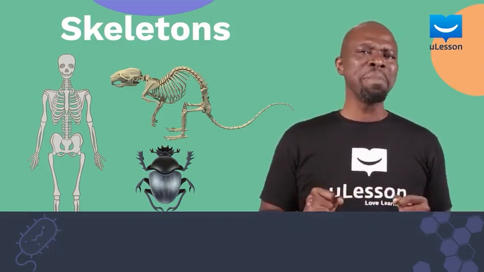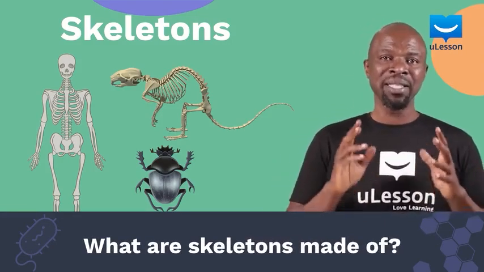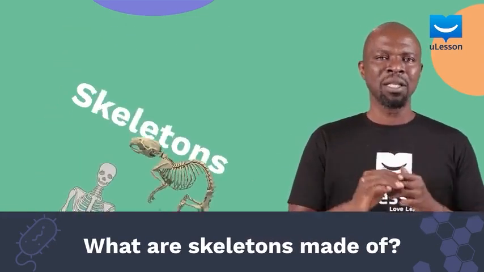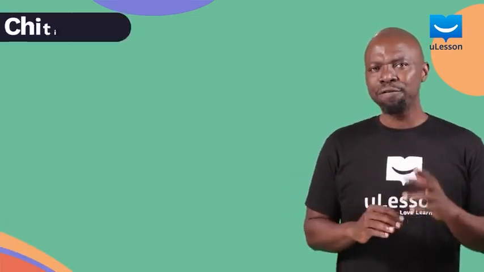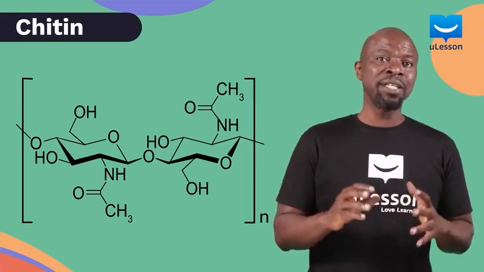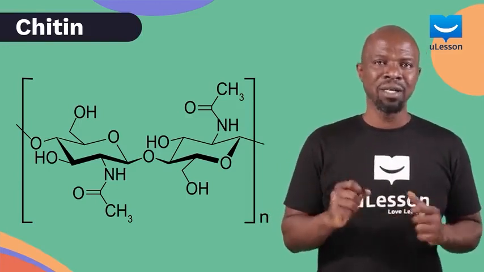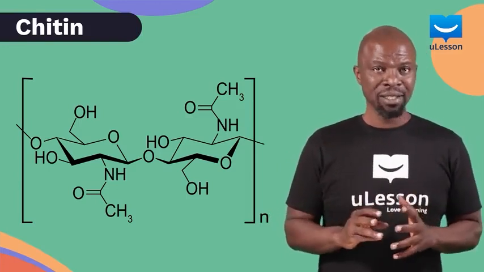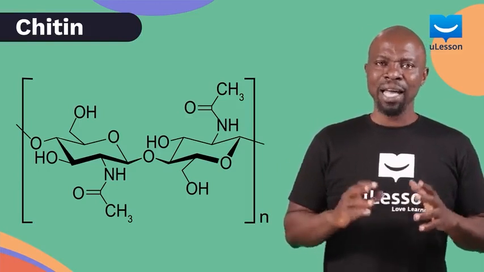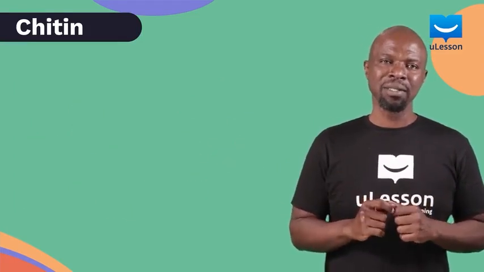But what are skeletons made of? Skeletons are made of three main material forms. Let's talk about the three forms. The first is chitin. Chitin is a carbohydrate from glucose. Chitin is tough, it does not break easily. It's also light and flexible and can be stretched like a rubber band.